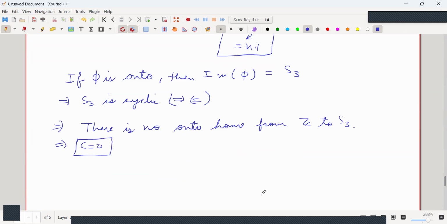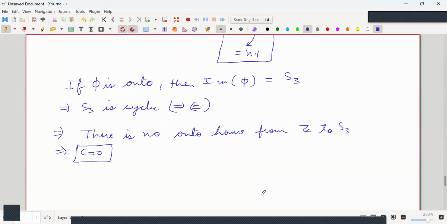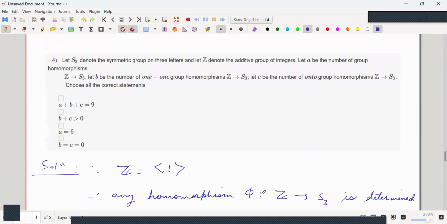Now, what about the rest? So B, C both are 0. That is correct. A equal to 6. That is also correct. B plus C greater than 0. That is not true. A plus B plus C equal to 9. That is also not true. So the last two options are correct.